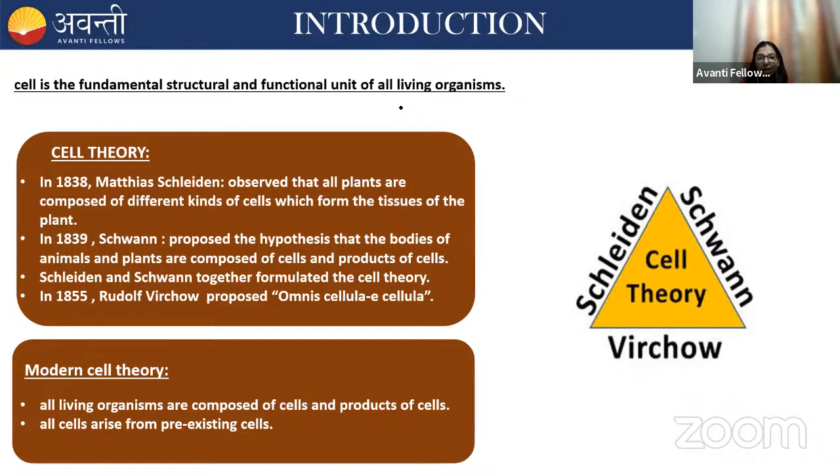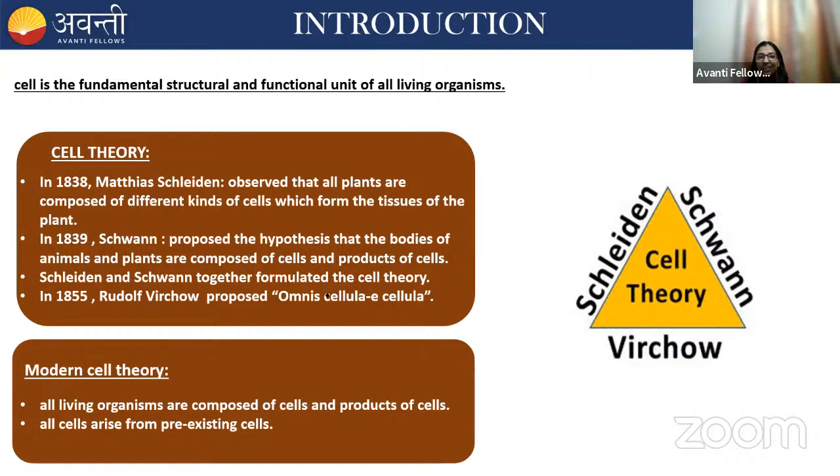Schwann worked on plants and animals. While working on plants, he found that plants have a unique character, and that character is the cell wall. While working on animals, Schwann proposed that animals have a plasma membrane. So Schwann proposed a hypothesis that animals and plants are composed of cells and the products of cells. So Schwann and Schleiden together formulated the cell theory.